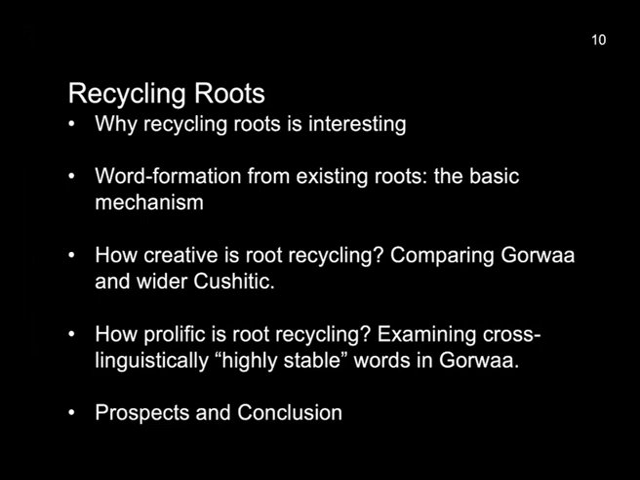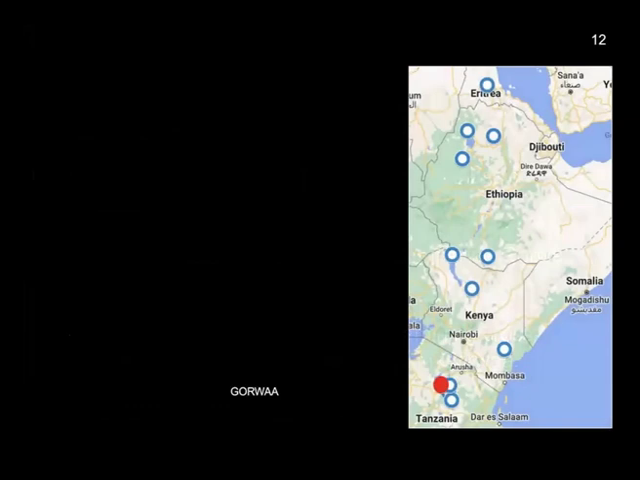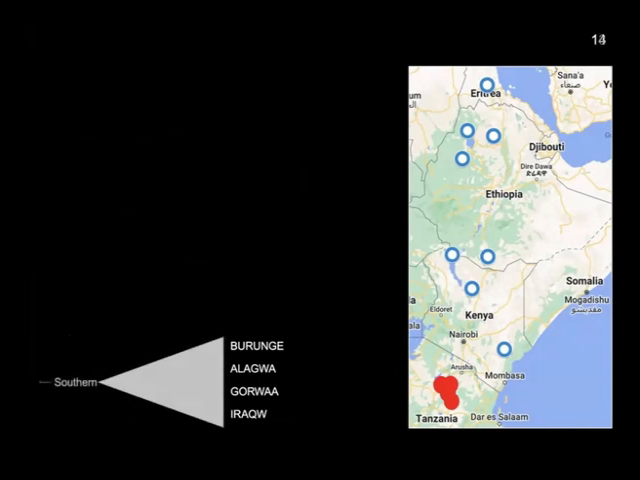So there are a couple of steps to get us to that point, however. Let's start with why I think this innovative process is so interesting. One of the reasons is that Gorwaa does not exist in a vacuum. Together with the neighboring languages, all highlighted in red on this map, Iraqw, Alagwa, and Burunge, Gorwaa is a member of the Southern Cushitic clade within the larger family of Cushitic languages.